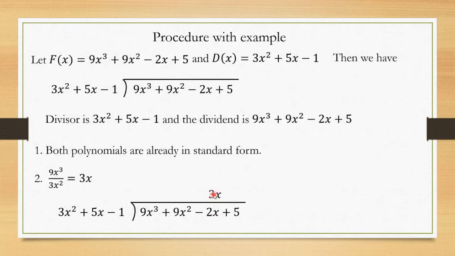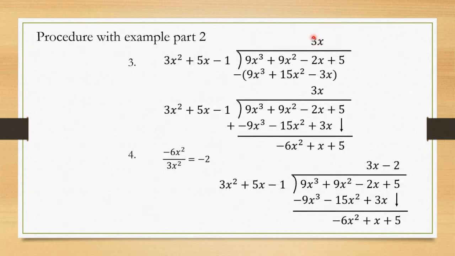Now, what do we do next? The 3x, we're going to multiply the 3x with all this, and then we subtract. So again, 3x times all this, right? When you multiply it, you're going to get 9x cubed. 3x times 5x, that's 15x squared. 3x times 1 is just 3x. We have a minus there, and we're subtracting it.